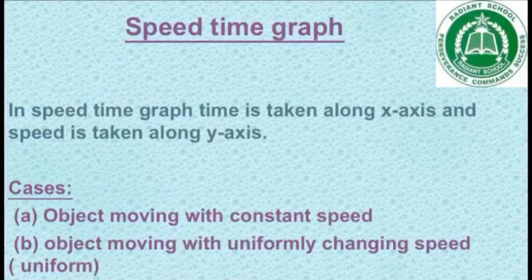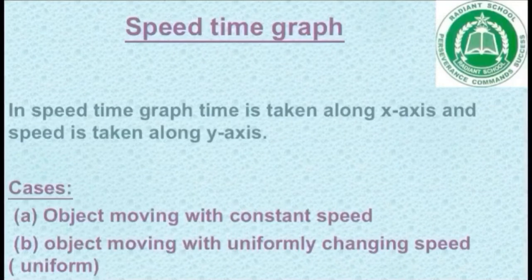If after 5 seconds a car has a speed of 5 meter per second, then after 10 seconds the car has a speed of 10 meter per second. Similarly, after 15 seconds the speed will be 15 meter per second. So here we have seen that with the passage of every 5 seconds the speed changes by 5 meter per second. So there is an equal change in the speed with time.